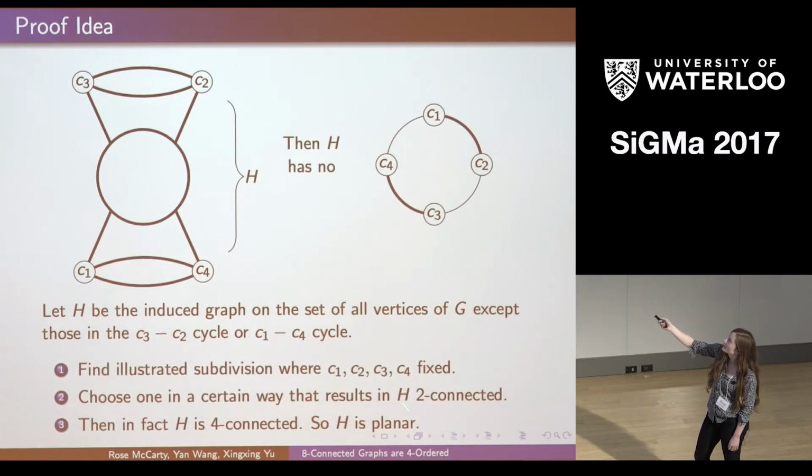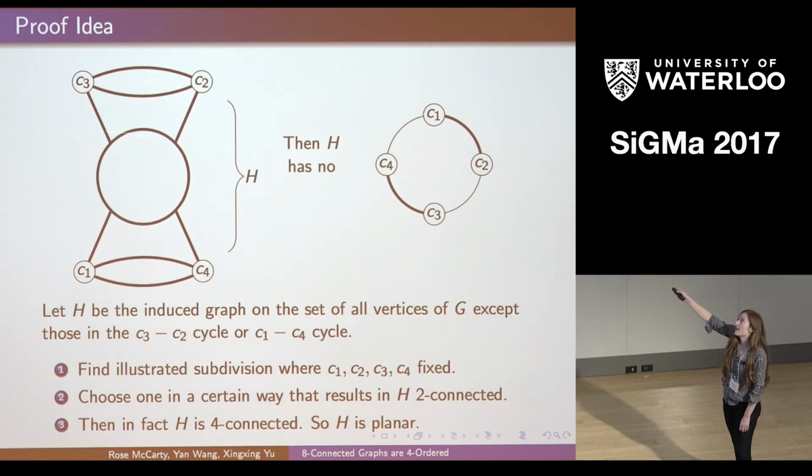Okay? And then once we have that H is 2 connected, we can use that to get that H is 4 connected. And that gives us that H is planar. And so then we have this planar part that's attached to 2 cycles. And we can use planarity to first find a small cut set in H, and then lift that, if you will, to a cut set in the entire graph.